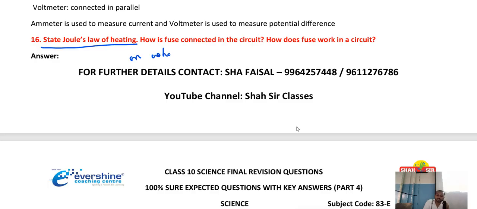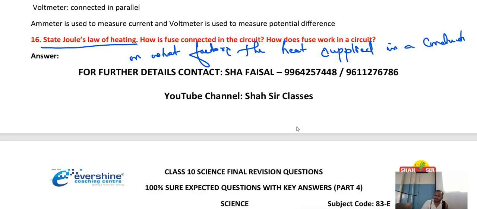On what factors does the heat supplied in a conductor depend? This is the question. The same question they can ask you in this form. Then the answer remains the same. You are supposed to write the statement of Joule's law of heating only. On what factors the heat supplied in a conductor depends is nothing but the statement of Joule's law of heating. That is, heat supplied H equals I squared R T.